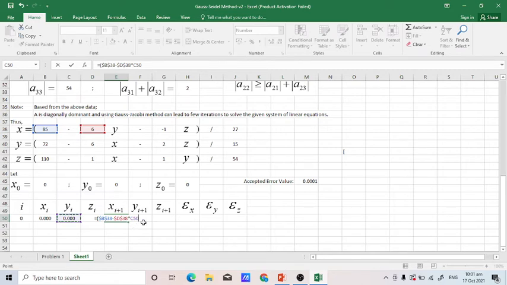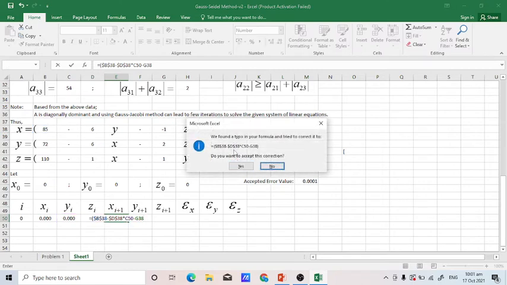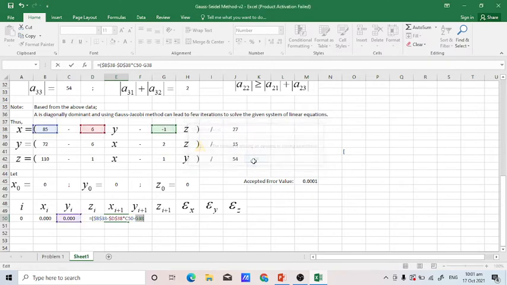Then, minus negative 1 times, bigyan ko ng dollar sign pala yung negative 1. Ayan. And then, times z. Z sub 0. Yung D50. Okay? And then, enter. So, wala rin itong dollar sign. Dapat wala siya. Yung z sub 0. And then, over 27. Bigyan natin ng dollar sign yan dahil fixed naman yan. Okay.